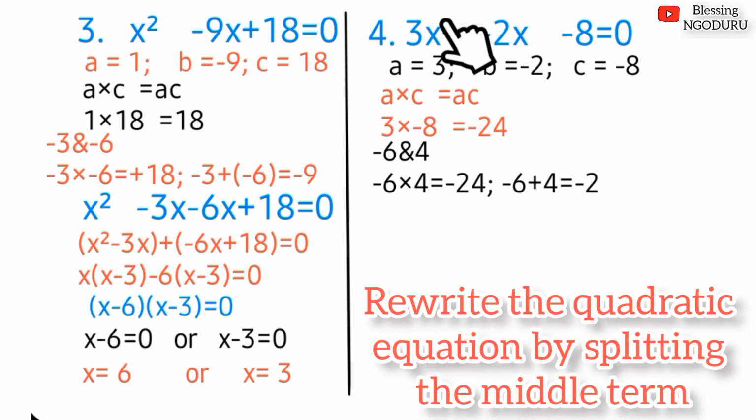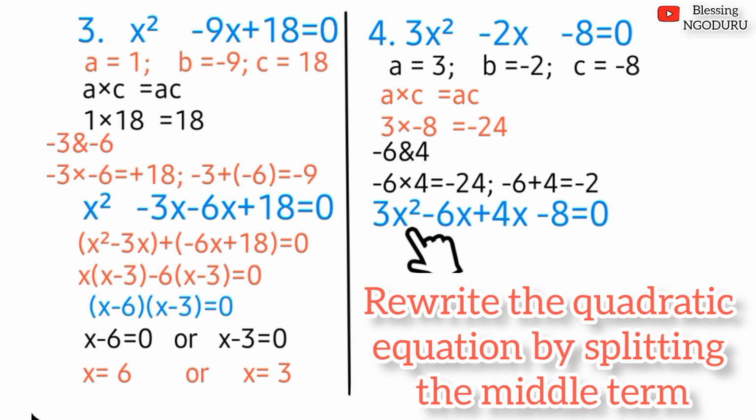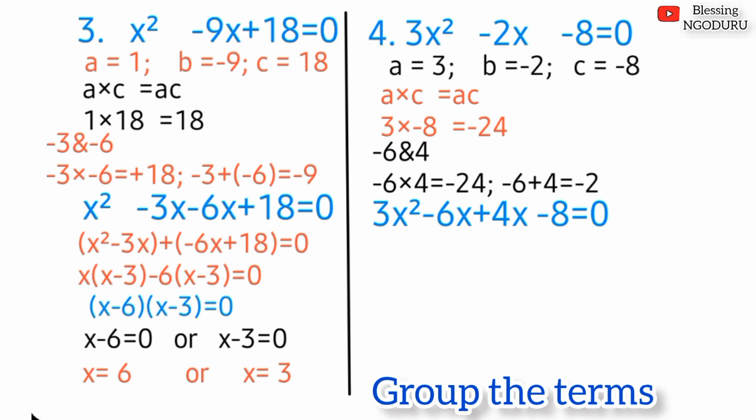Now let's rewrite this quadratic equation by splitting this middle term. So the equation changes to 3x squared minus 6x plus 4x minus 8 equal to 0. Now let's group the terms. We'll group these two together and also group these two together and equate to 0.